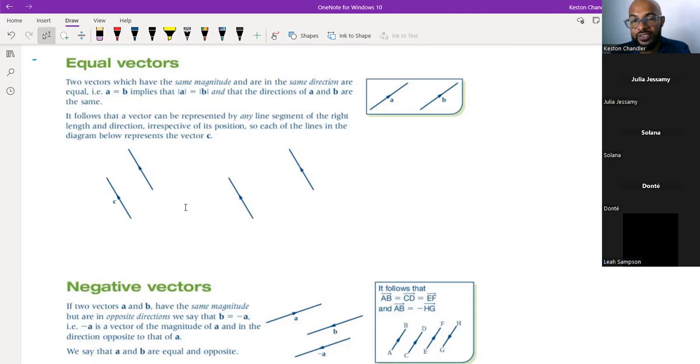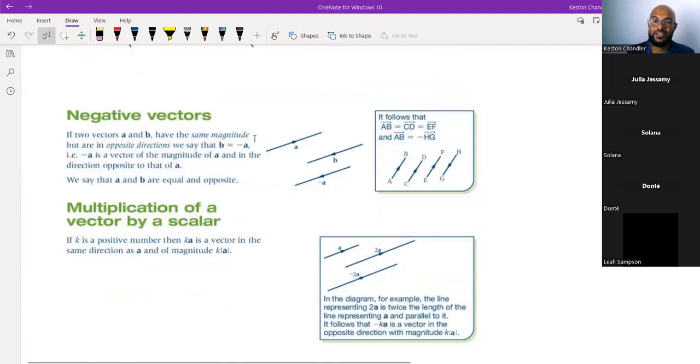And generally, vectors can be represented by any line segment of the right length and direction, regardless of the position. So even if they are far apart or close in, once they're in the same direction and they are the same length as in the diagram here below, right? So all of these, they're all in the same direction. Look at where the arrow is pointing. And we can see that they're the same length. So they are called equal vectors, right?